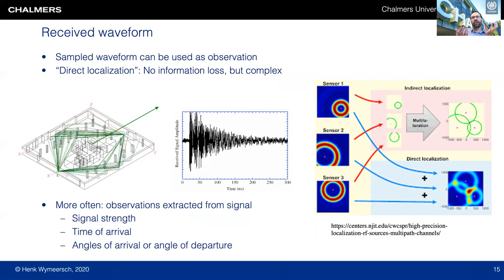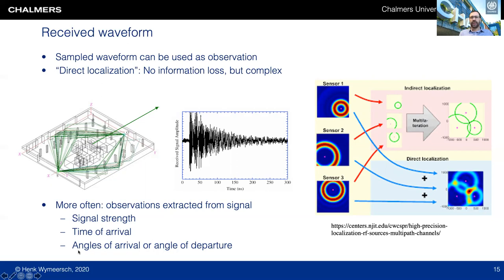Now, this is not very practical, because it's a high-dimensional observation. It's not very nice to work with. So rather than working with the waveform directly, we work with things that are extracted from this waveform, and we'll talk about signal strength, time of arrival, and also different kinds of angles.